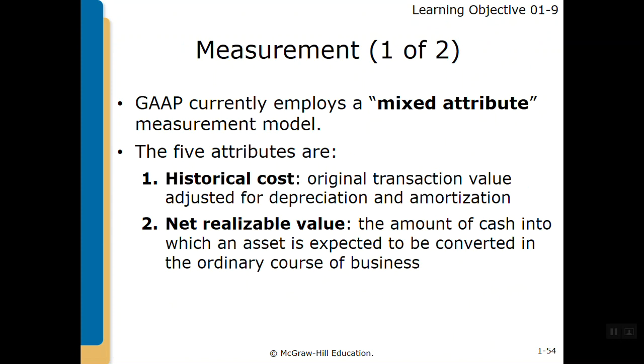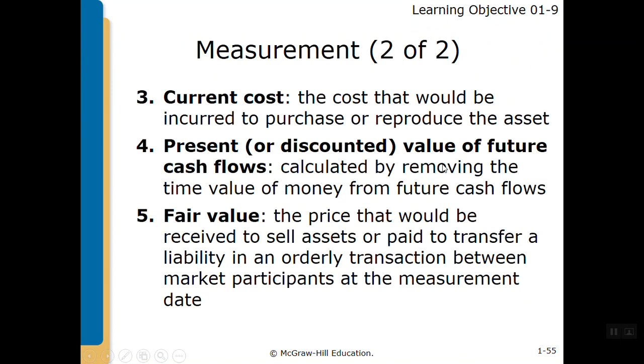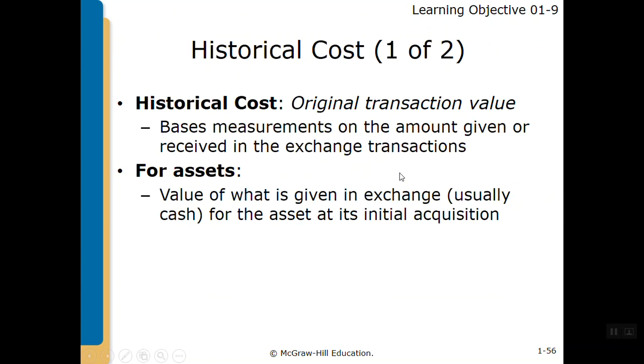And some of the attributes that we look for are historical cost, net realizable value. So sometimes we recognize expenses based on historical cost, sometimes on net realizable value, sometimes on current cost, sometimes on present or discounted value of future cash flows, and then sometimes on fair value. In other words, what will we get if we sold those assets at this point in time? So it depends on what item you're talking about, what item is associated with the expense as to how we recognize it. So historical cost is just the cost of the original transaction.